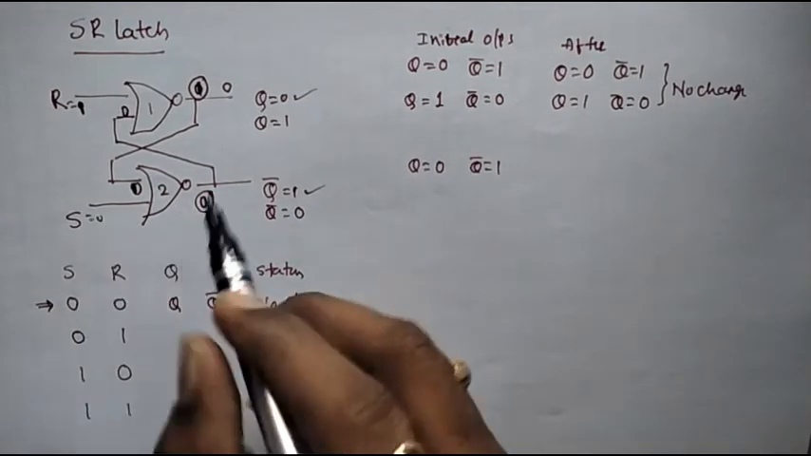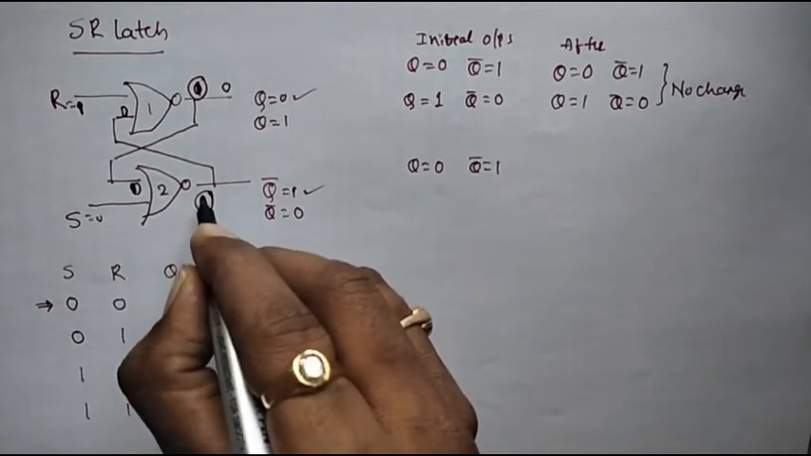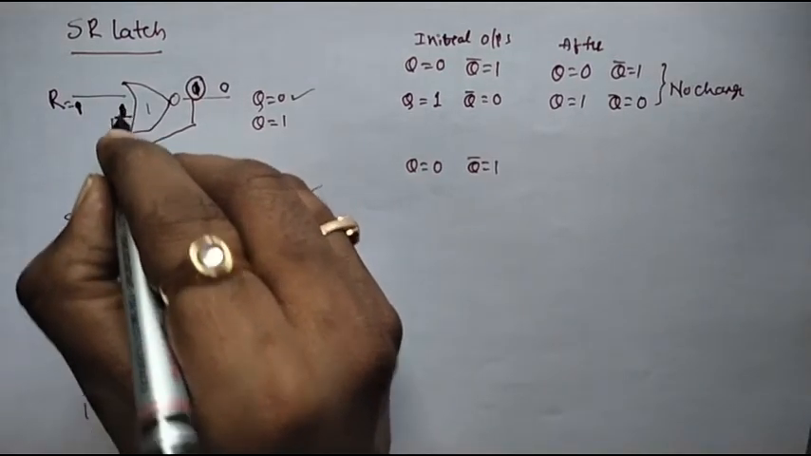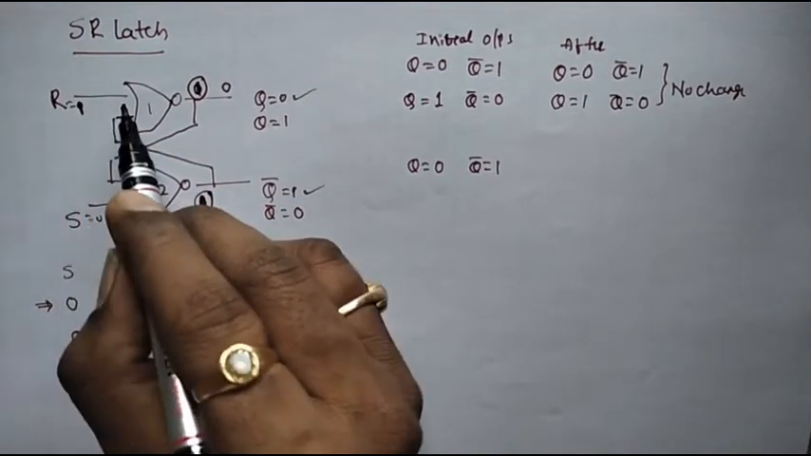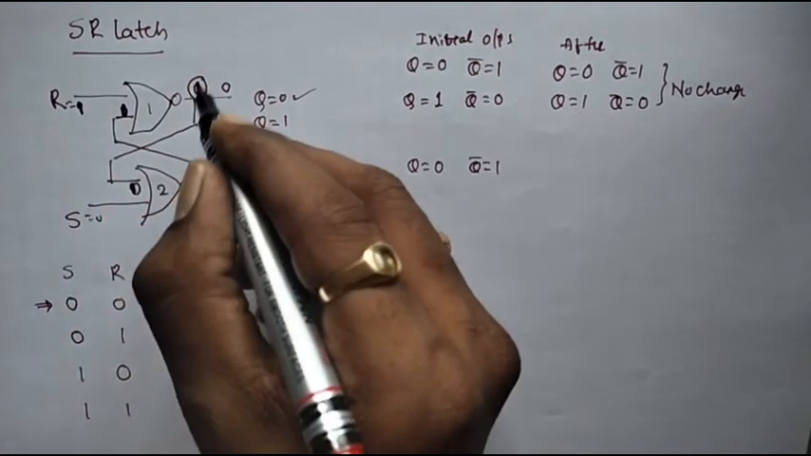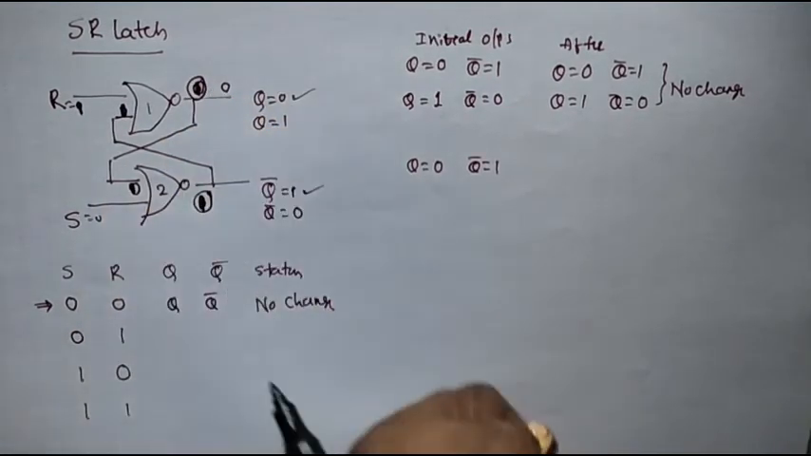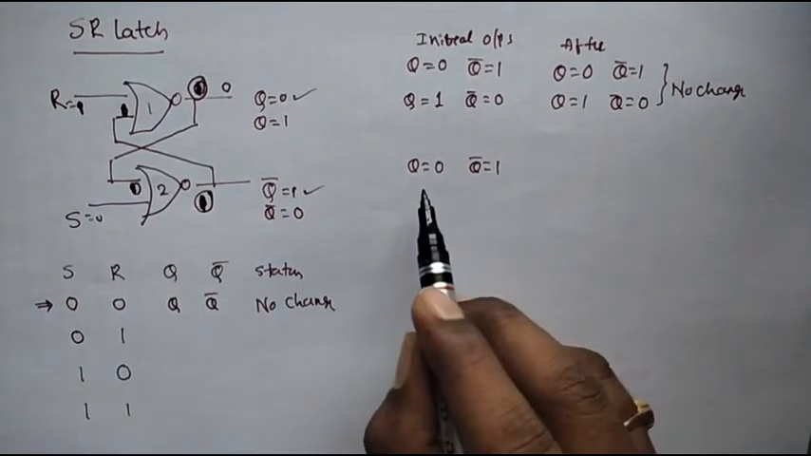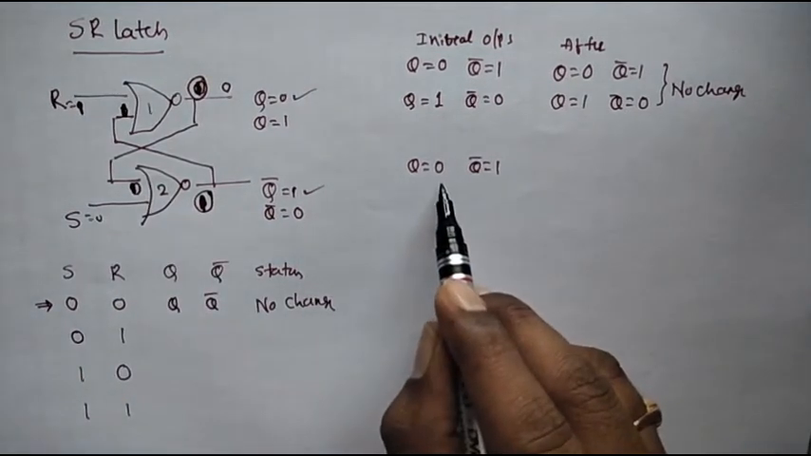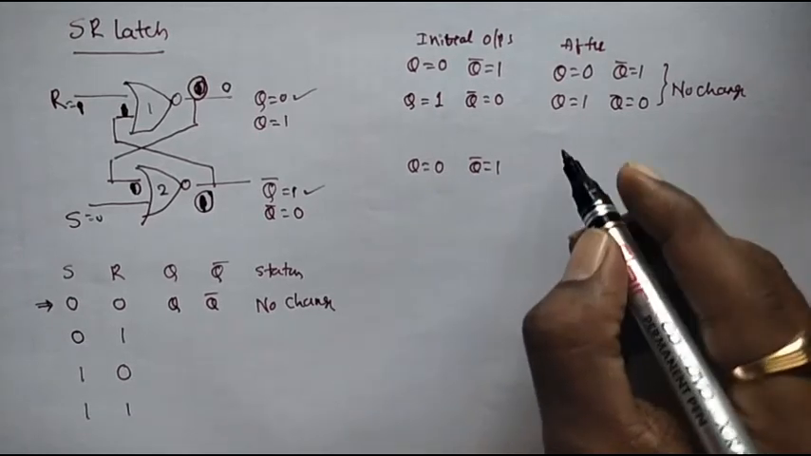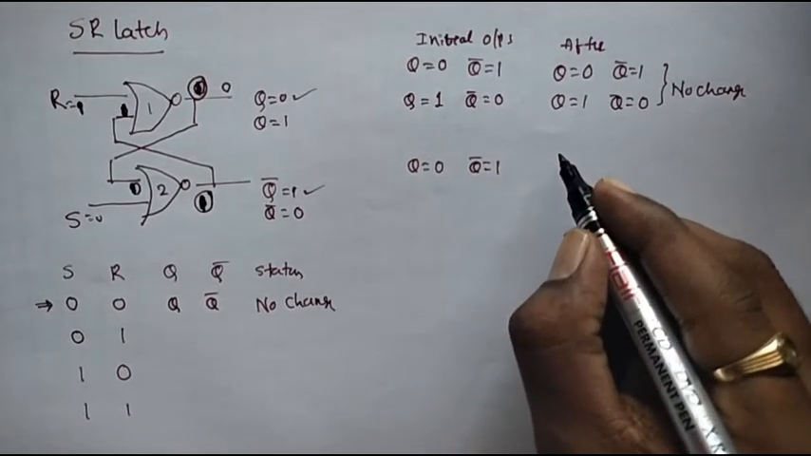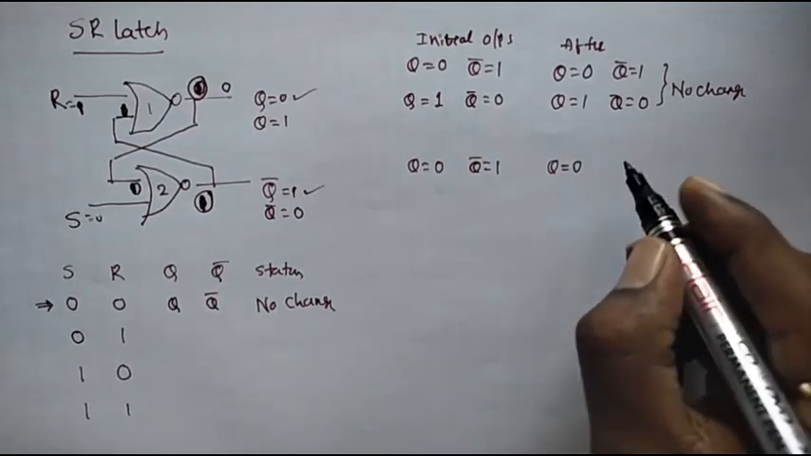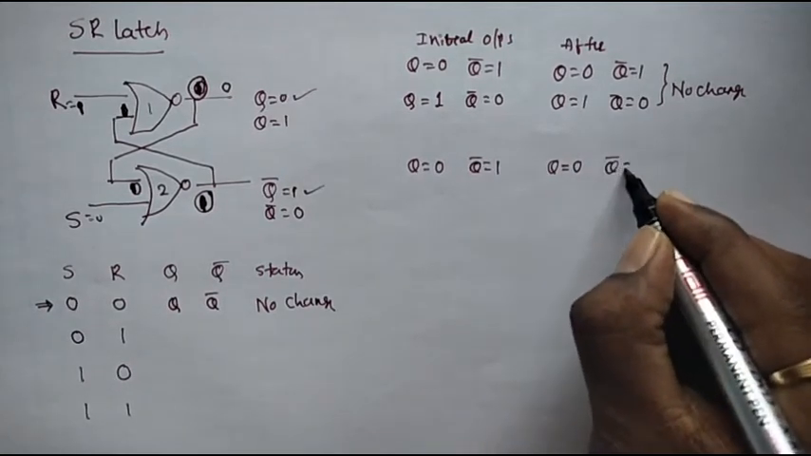0 will produce the output as 1. This will be 1. The 1 will appear here. 1 NOR with 1 produces output as 0. So again this 0 will appear here. So when we consider Q equal to 0 and Q bar equal to 1, after operation we got Q is equal to 0 and Q bar is equal to 1.